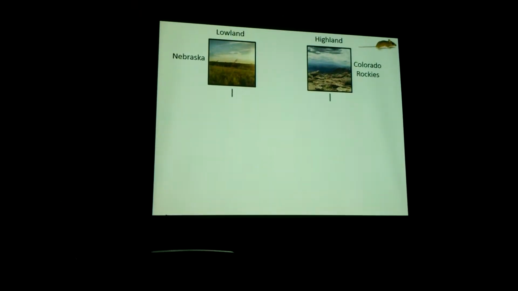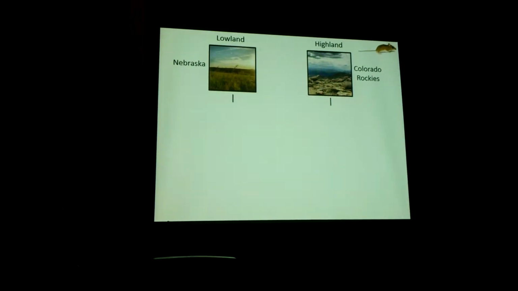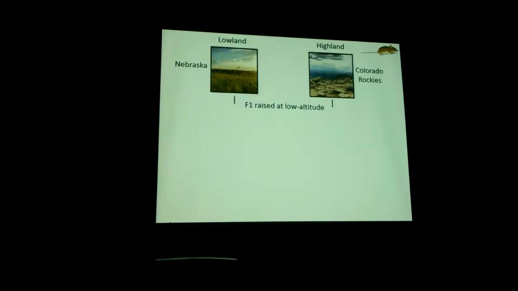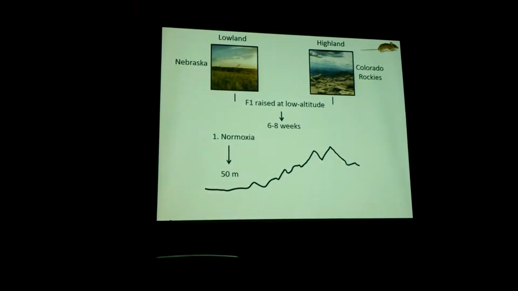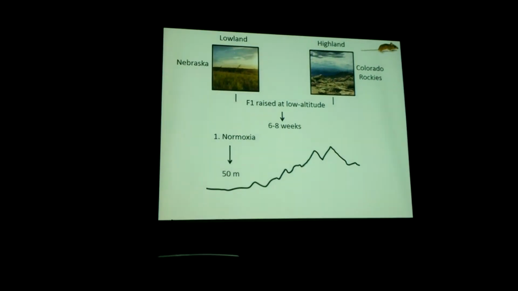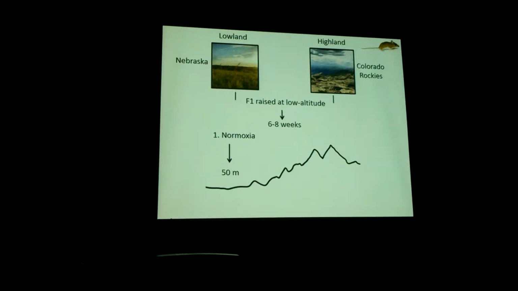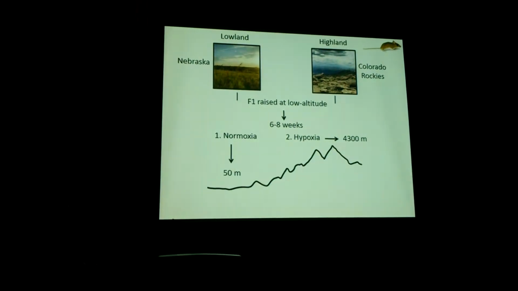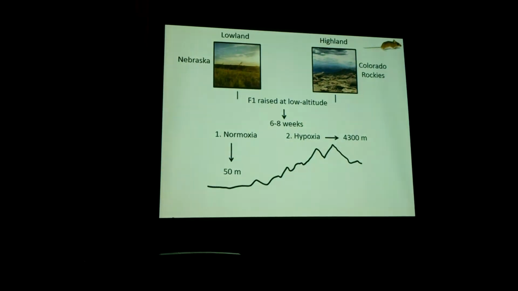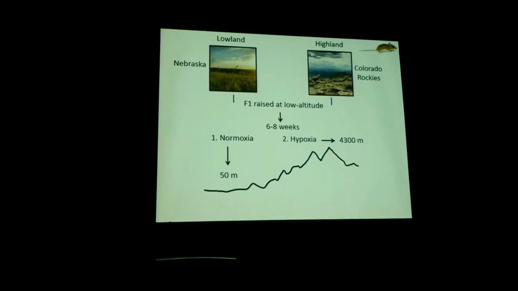And to do that, we've been taking lowland animals from the Nebraska prairie and highland animals from the Colorado Rockies, bringing them into the lab, rearing their F1 offspring at low altitude, and then acclimating those individuals for 6 to 8 weeks under conditions of either normoxia, so at an elevation equivalent to 50 meters, or hypoxia, an elevation equivalent to 4,300 meters, which is the elevation associated with a highland site in the Rockies. So very high in the Rockies. Some of the highest peaks are at 4,300 meters.